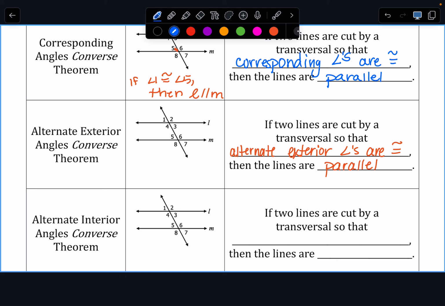Okay, so in our picture, there is nothing marked. However, if angle 2 is congruent to angle 8, if we have a pair of alternate exterior angles congruent, then we can conclude that L is parallel to M.